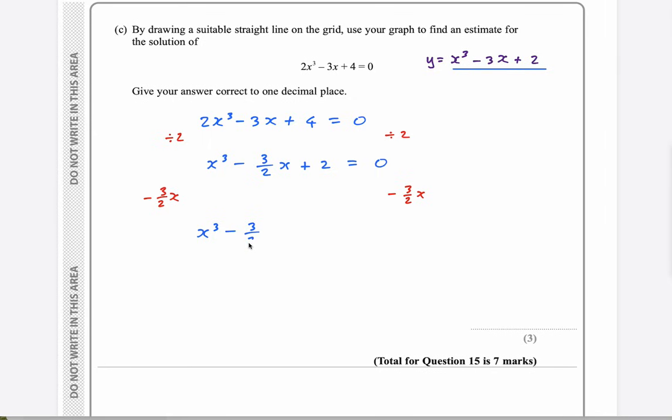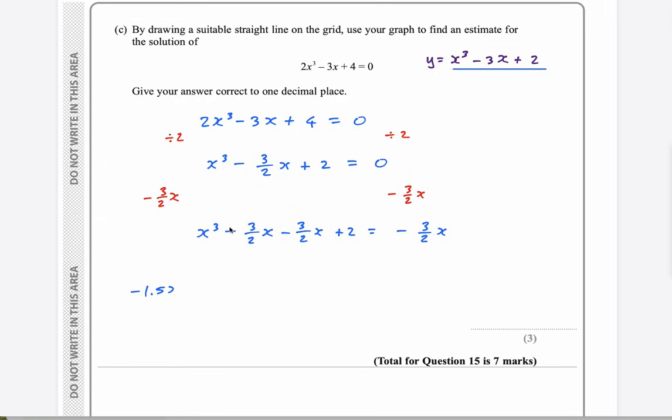I already have minus 3 over 2x, but if I minus another 3 over 2x, what I'm going to get is minus 6 over 2x, which is minus 3x. So this is plus 2 equals, and I have to do 0 minus 3 over 2x minus 3 over 2x. And this is the line that I'm actually going to draw. So just to clarify, guys, minus 1.5x minus 1.5x is equal to minus 3x. That's why I subtracted 3 over 2, which is the same as 1.5.